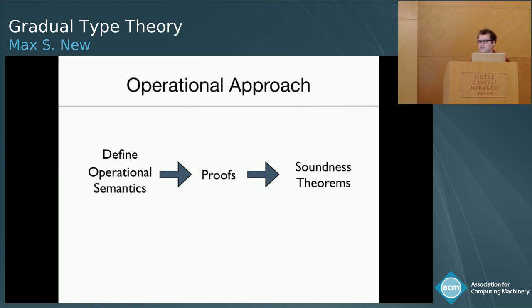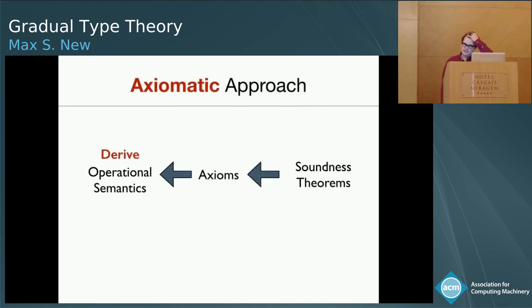But as language designers, really we should be thinking about these soundness theorems first, and then designing the semantics based on that. And in practice, that's what we do. And in this paper, we try to make that into a more formal process. So instead of the operational approach, we're going to take an axiomatic approach to gradual typing. We take desired soundness theorems for gradual typing from the literature.